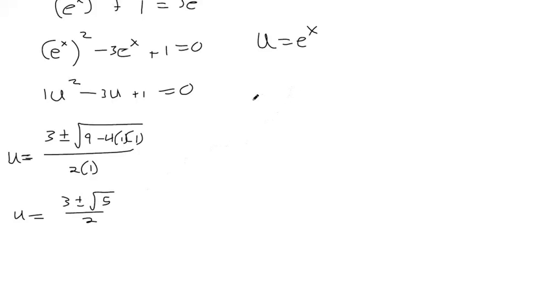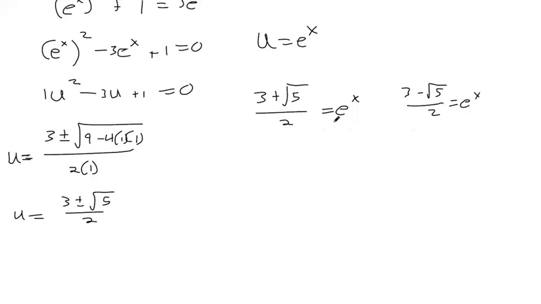So to figure out our final answer for x, we want to plug that back in for u. So I'll do it for both of them. We got two answers. We've got to check both of them out. I plugged 3 plus square root of 5 over 2 in for u. I'm going to plug in 3 minus square root of 5 over 2 for u.